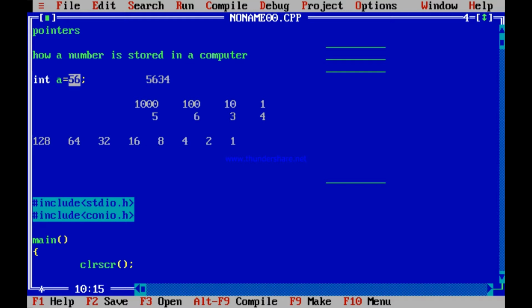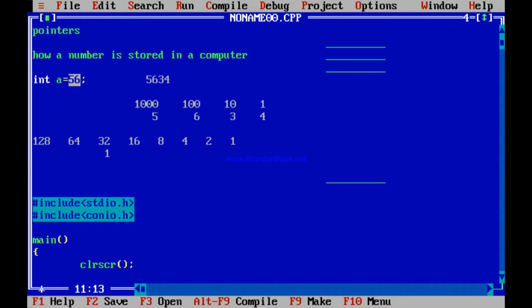2 to the power of 4, 16, 2 to the power of 5, 32, 2 to the power of 6, 64, 2 to the power of 7, 128. So 56, what is the biggest 2 to the power of something fitting into it? 128 does not fit in 56, 64 does not fit in 56, 32, yes, it fits in 56, so a 1.